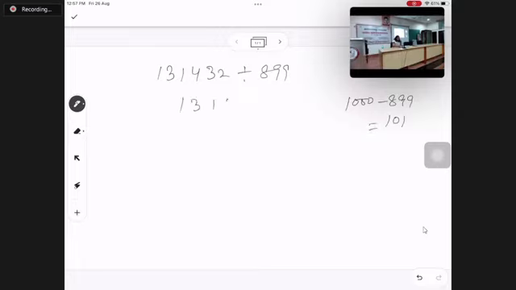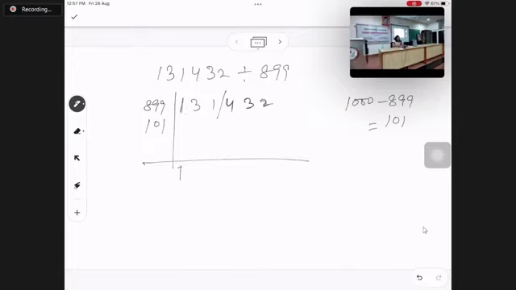This is 131432 and we want to divide by 899. The modified divisor is 101. How many zeros are there? 3 zeros in the base. So starting from right to left, we count 3: this is 1, 2, 3. So we put a slash for the remainder here. Okay, let us proceed. First number as it is, this is 1.